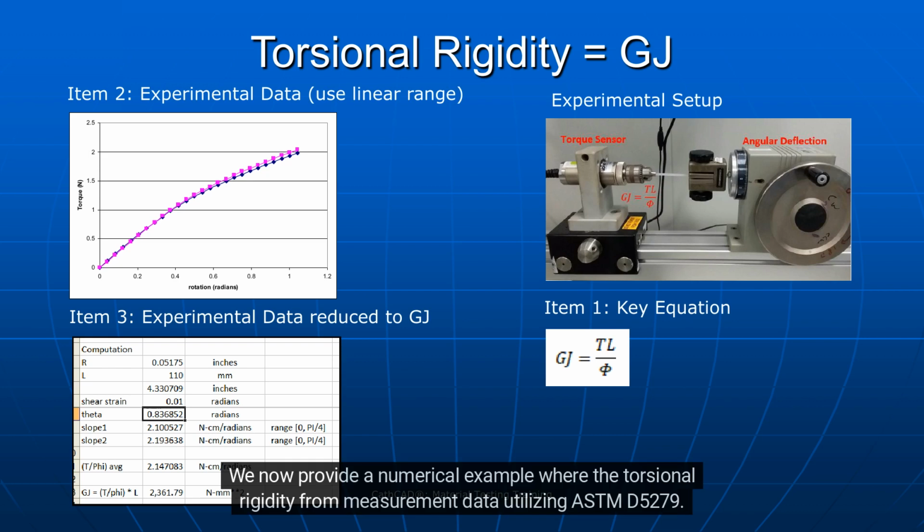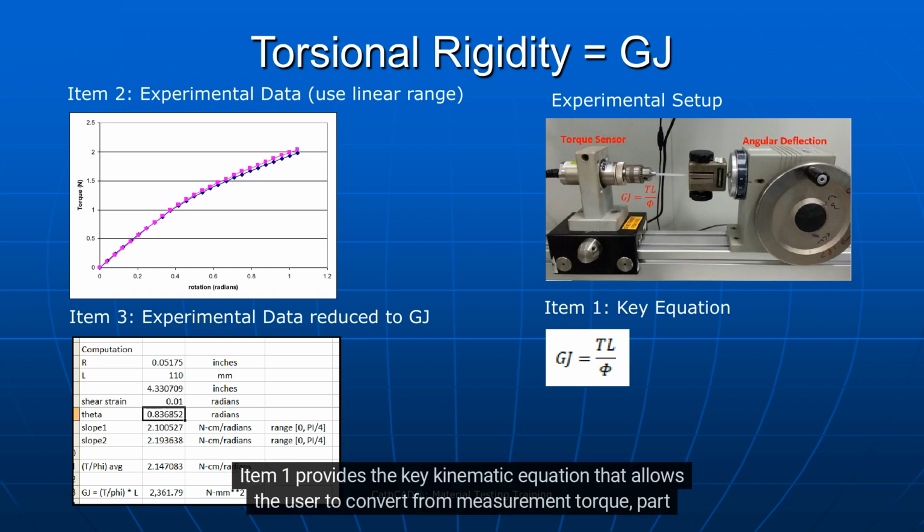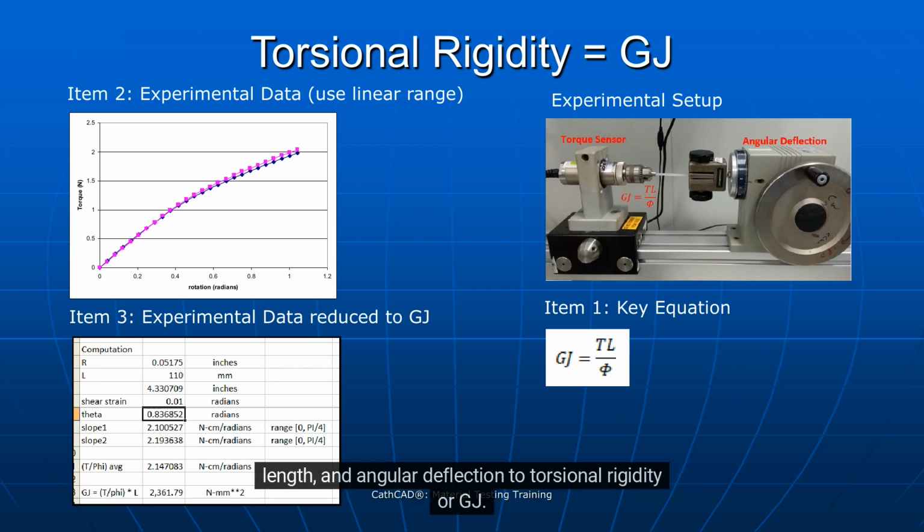We now provide a numerical example where the torsional rigidity is obtained from measurement data, utilizing ASTM 5279. The experimental setup is illustrated in the upper left-hand corner of the page. It shows the tube sample, torque sensor, and a method to apply an angular deflection. Item 1 provides the key kinematic equation that allows the user to convert from measurement torque, part length, and angular deflection to torsional rigidity, or GJ.